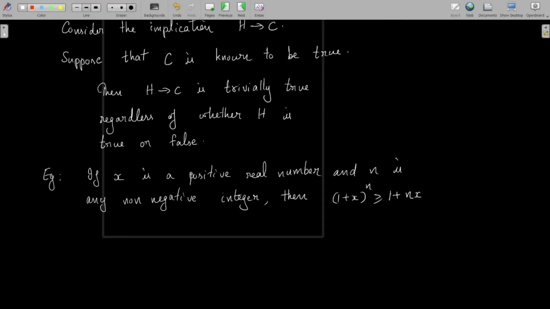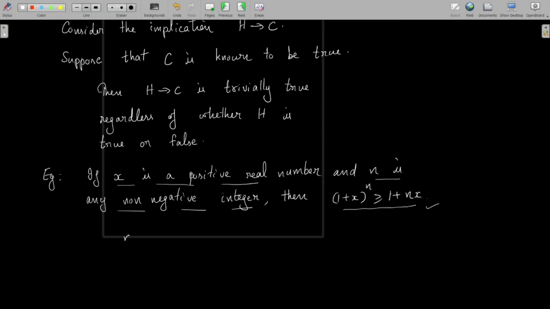If x is a positive real number and n is any non-negative integer, then (1 plus x) whole raised to n is greater than or equal to 1 plus nx. This is our implication. Here the hypothesis is x is a positive real number and n is any non-negative integer, and the conclusion is (1 plus x) whole raised to n greater than or equal to 1 plus nx.